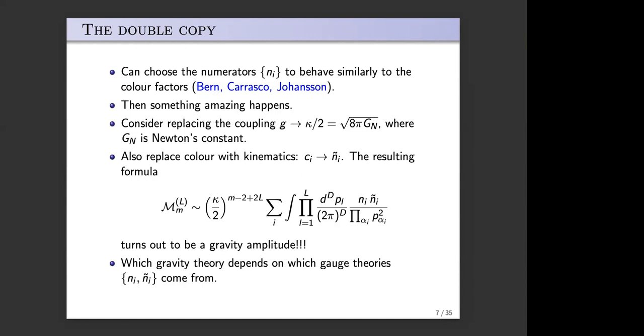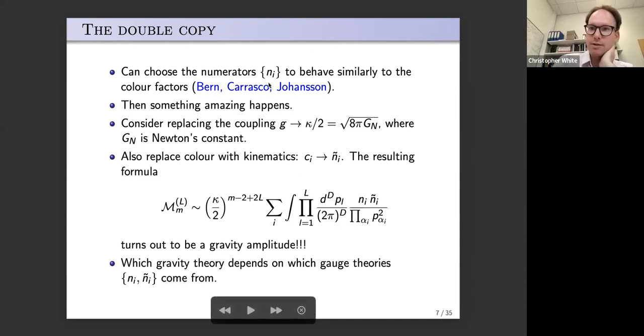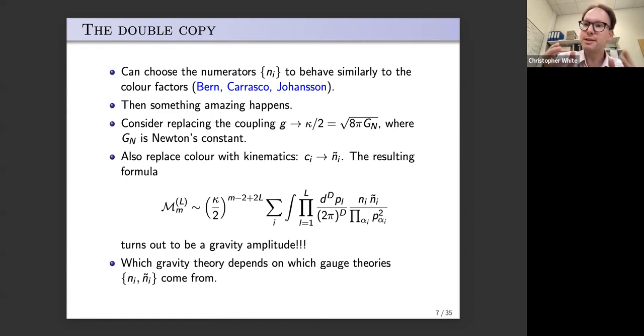Okay, yes. So what was noticed by these people here is that you can choose the kinematic numerators to obey similar Jacobi identities to the color factors. So that itself is very mysterious. It implies there's some kind of kinematic algebra that somehow mirrors the color algebra. I won't draw too much attention to that in this talk, but it turns out that if you make this special choice for the kinematic numerators, then something quite amazing happens.